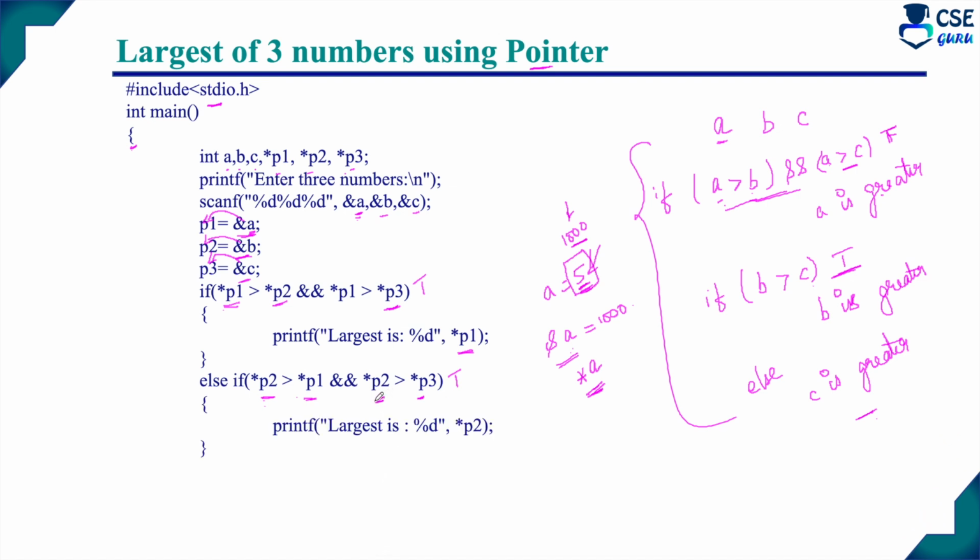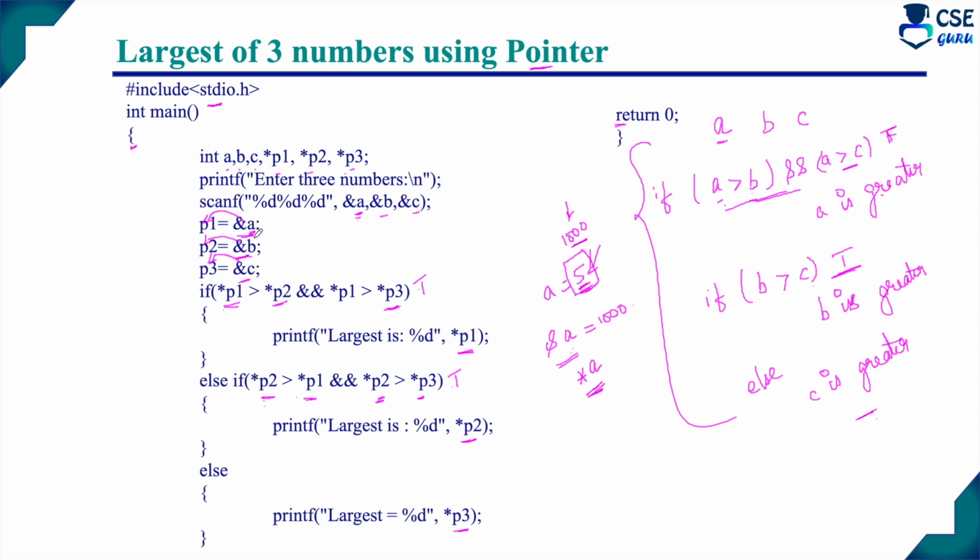P2 is greater. That is the meaning. Largest is star P2. Suppose this condition is also false and this condition is also false, in that case we have to print largest is star P3. Okay, you have to print largest is star P3. Then return 0.